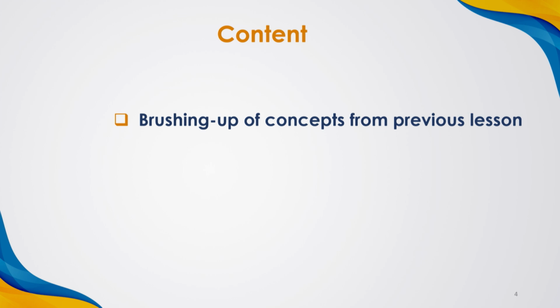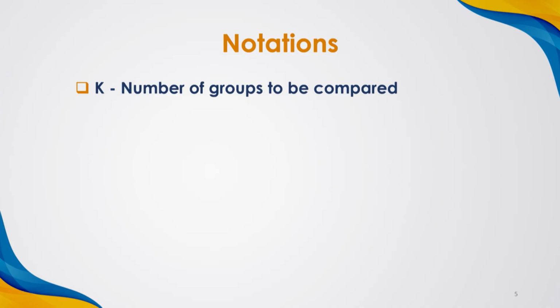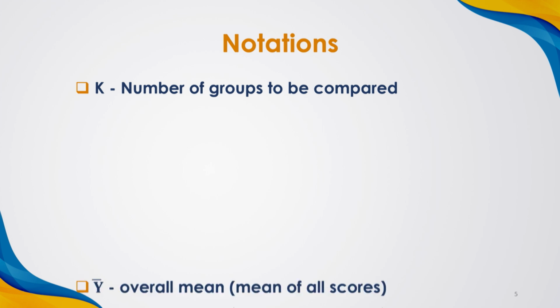We shall recap whatever we have learned so far in the previous lesson: the notations used in one-way ANOVA and the partition of sum of squares. As we all know, the one-way analysis of variance tries to find a relationship between a continuous dependent variable and a categorical independent variable with more than two levels. For example, if we have k independent groups and we want to compare them in terms of mean, we will use one-way ANOVA. Capital K represents the number of groups to be compared.